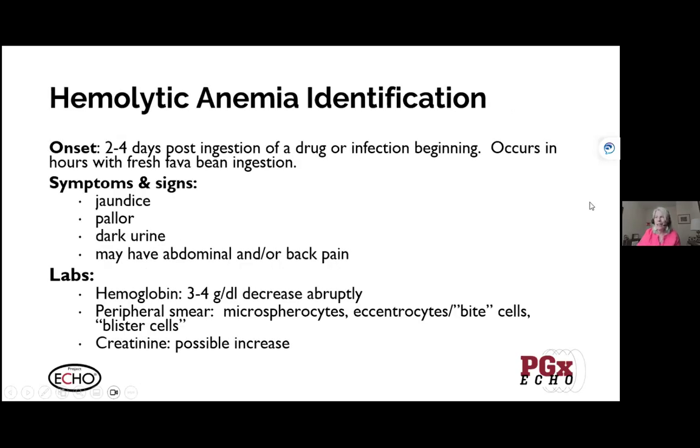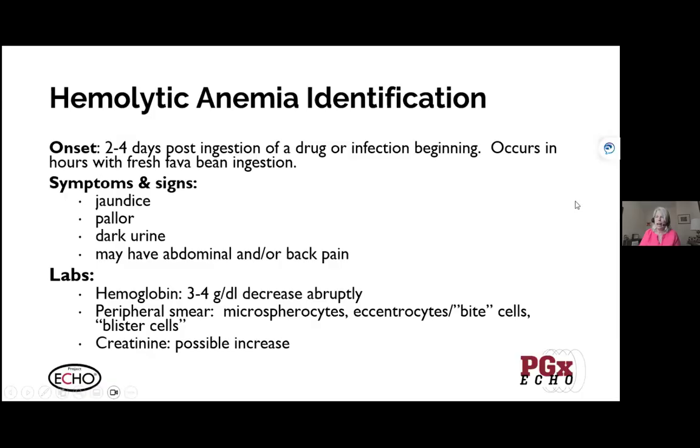How do you identify someone having hemolytic anemia? Usually it's about 2 to 4 days after the infection starts or they ingest a drug with a strong risk of this. With fresh fava beans, it could occur within hours of the ingestion. Jaundice or yellowing of skin or eye whites. Dark urine is another common symptom, and back pain or abdominal pain.